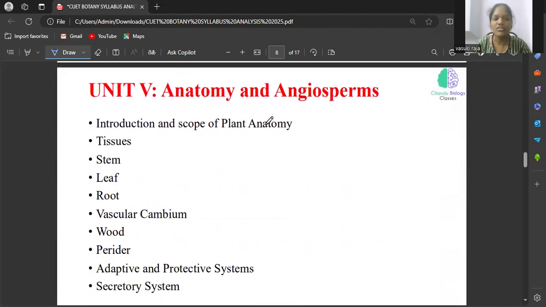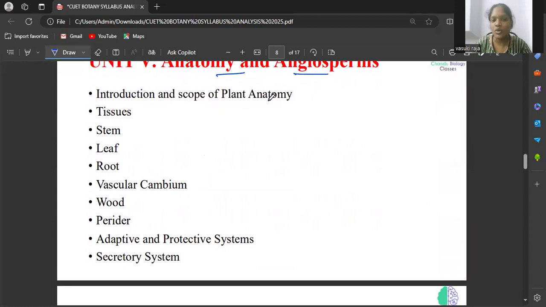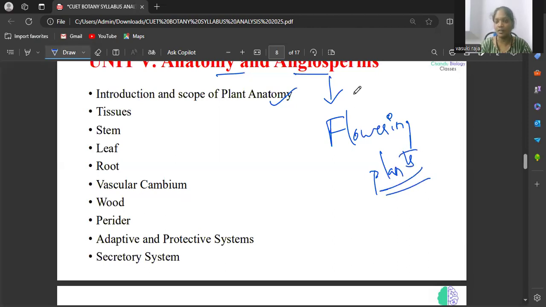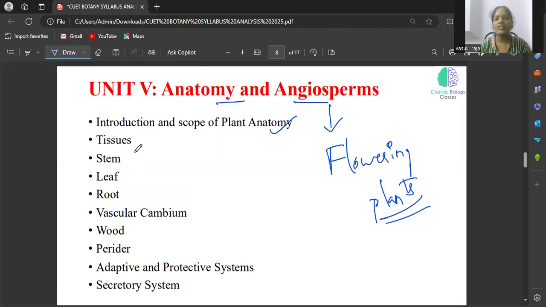Okay. Now, unit 5, anatomy of angiosperms. Here, introduction and scope of plant anatomy. See, angiosperms are flowering plants. Flowering plants are placed under the category called angiosperms, when it is a completely matured plant. Angiosperms are the only plants which show double fertilization and triple fusion. What is double fertilization? What is triple fusion? Everything will be discussed in detail under angiosperms.